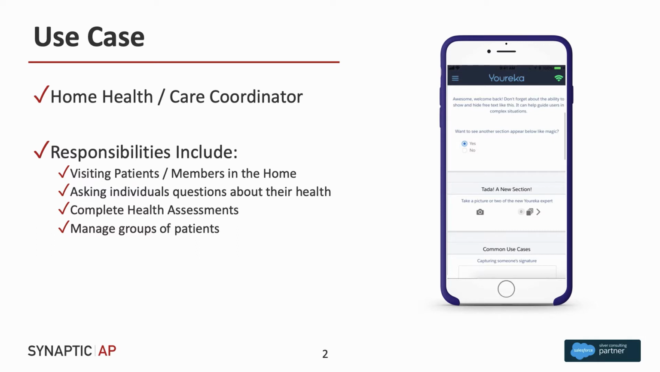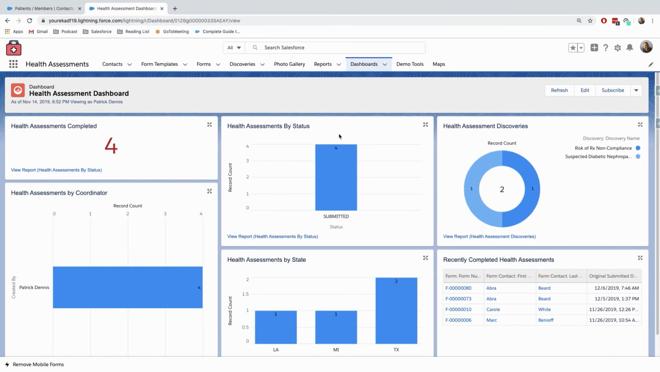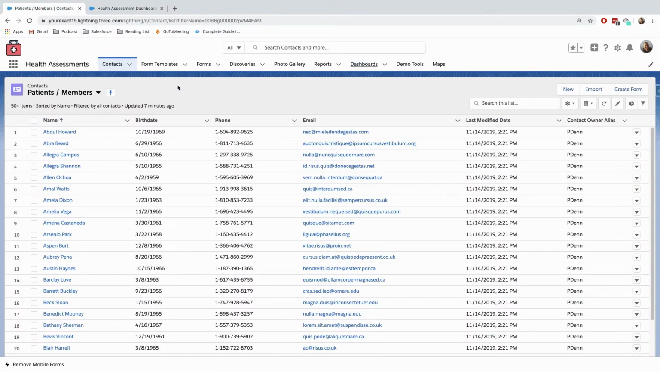And then when we're done with our assessment, basically we're going to be mapping that data back into Salesforce for us to be able to use. So again, here's kind of the overall demo flow. We're going to be starting inside of Salesforce. We're going to generate some assessments that we're going to fill out. We're going to complete that assessment on site, and then we're going to look at the data that's just been collected. Okay? So let me flip on over here to my Salesforce environment.